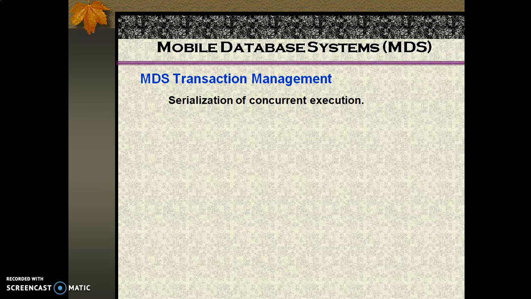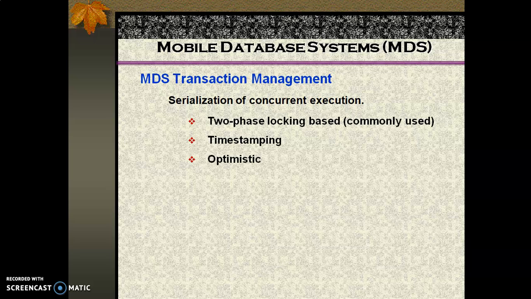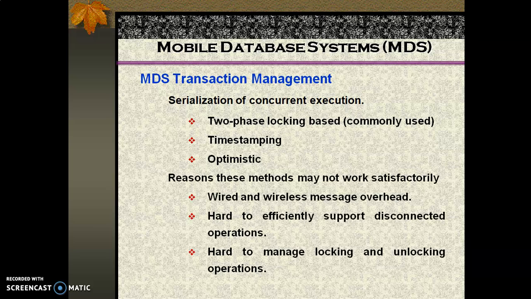Serialization of concurrent execution. It is carried out by two-phase locking based, which is very commonly used. Next is time stepping. Next is optimistic. Now some reasons why these methods may not work satisfactorily.